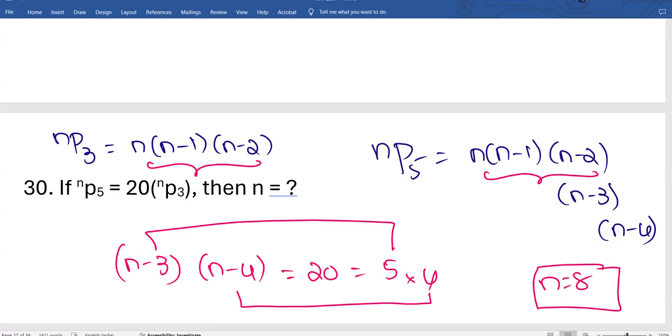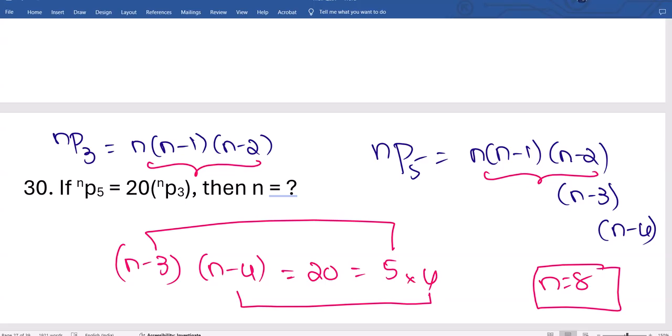Sir, I know quadratic equations. I'll write n minus 3 into n minus 4 as n square minus 7n plus 12. This is not mathematics here. Try to avoid going for lengthy procedure. This n minus 3, n minus 4 is adjacent numbers product. 20 is adjacent numbers product, 5 into 4. Then map it. N minus 3 equal to 5 gives n equal to 8. N minus 4 equal to 4 also gives n equal to 8. It's matching. So n value is 8, simple. Don't go for quadratic equations, waste of time.